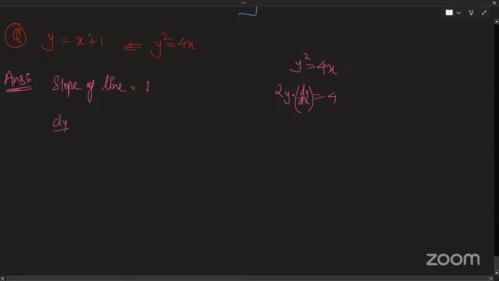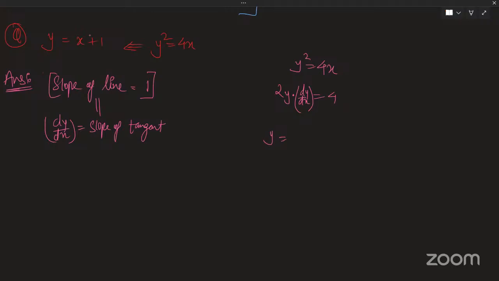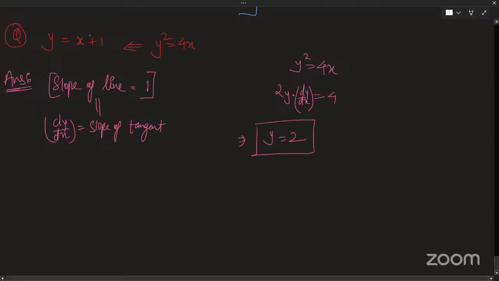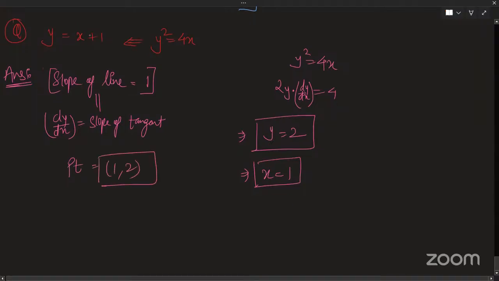See, dy by dx basically means the slope of tangent. And this line is given to me as a tangent, so dy by dx is 1. So what is the value of y? Y is 2, right? Now can you tell me what is the value of x when the value of y is 2? 1. So what is the point? The point is 1 comma 2. Great.